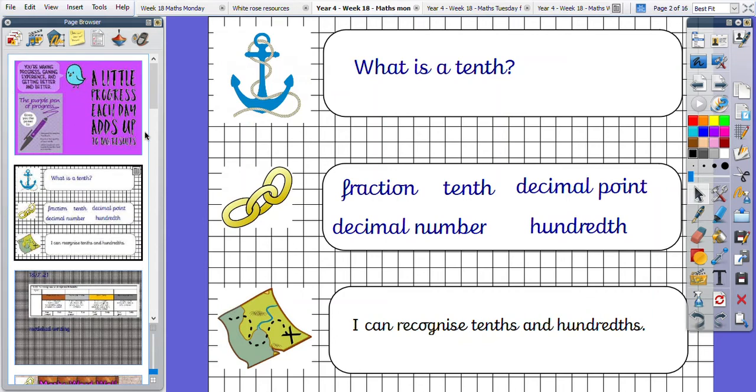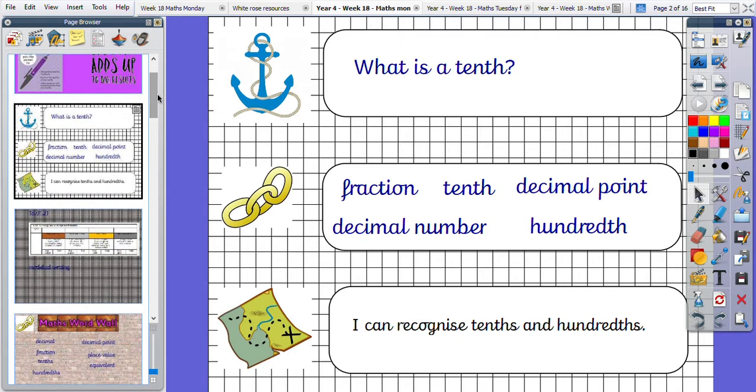Good morning, Year 4. Our maths this week, we are moving on to look at decimals. Now, it's really important to remember everything we've learnt in fractions because it will come in handy in this new topic. Fractions and decimals are very linked together and you'll soon see and understand why. So today we're going to look at recognising tenths and hundredths.